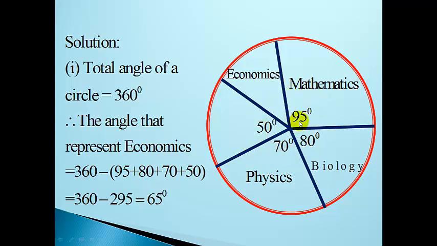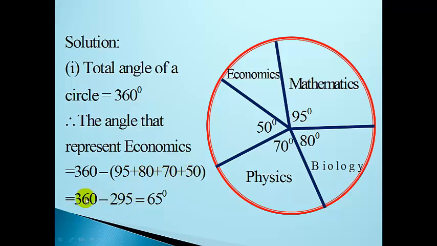So if you are given 4 of the angles and we are not given the 5th angle, when we add the 4 together and subtract from the total angle of a circle, that is 360 degrees, we get the angle for economics. The angle that represents economics is equal to 360 minus (95 plus 80 plus 70 plus 50) degrees. Now 95 plus 80 plus 70 plus 50 is equal to 295.